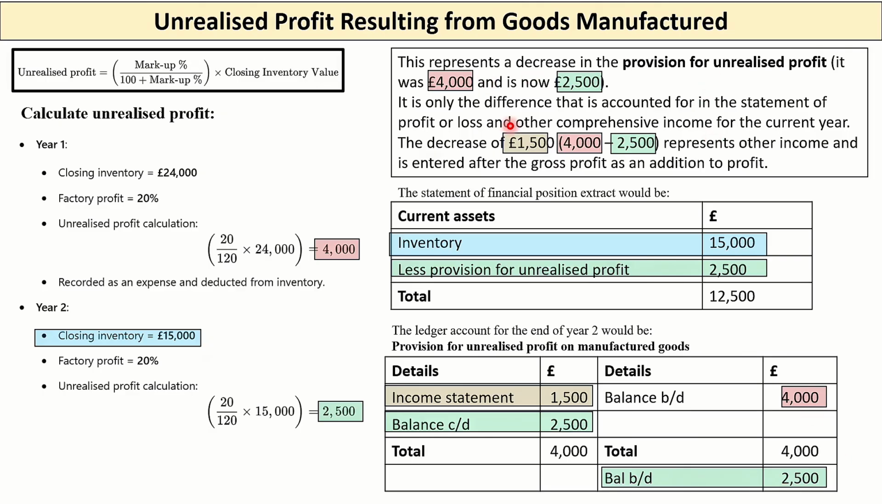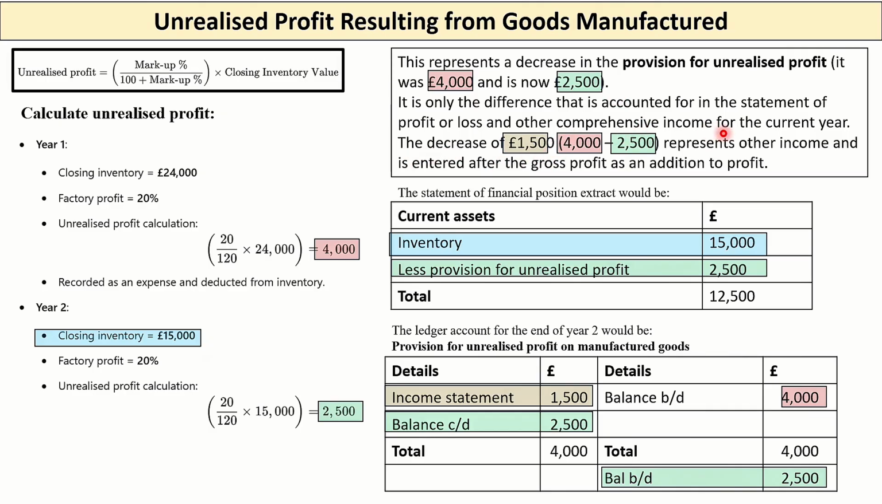Now look at this example. So in year 1, we had unrealized profit of 4,000. In year 2, we had an unrealized profit of 2,500. Basically, it has reduced. This represents a decrease in provision for unrealized profit. It was 4,000 and now is 2,500. It is only the difference that is accounted for in the statement of profit or loss and other comprehensive income for the current year. Therefore, the difference between 4,000 and 2,500 is 1,500, a decrease.